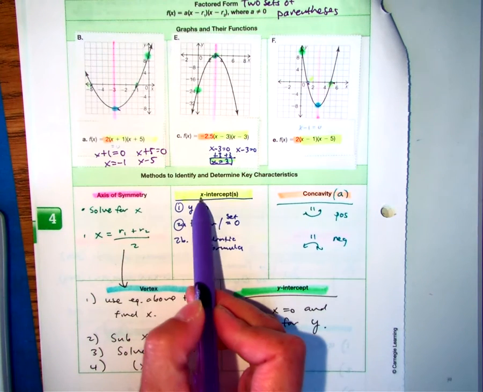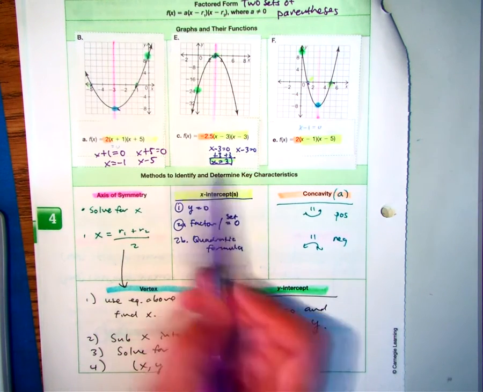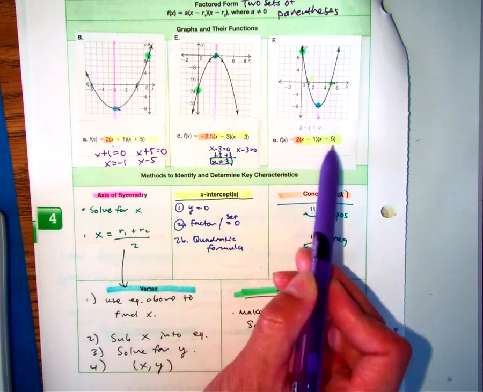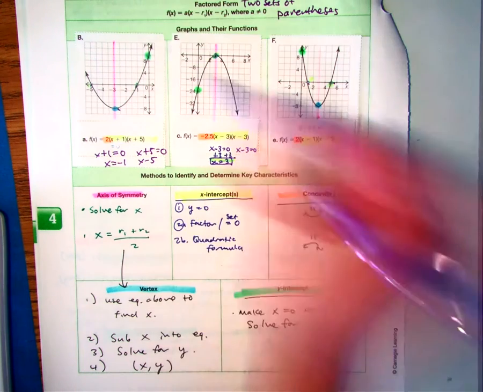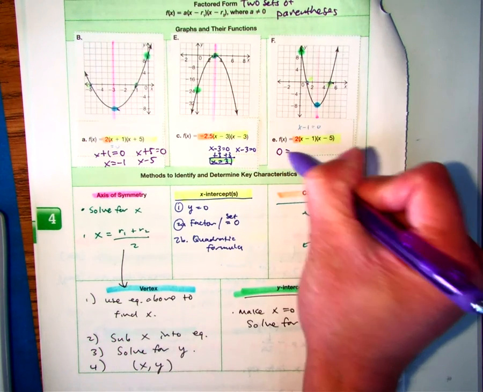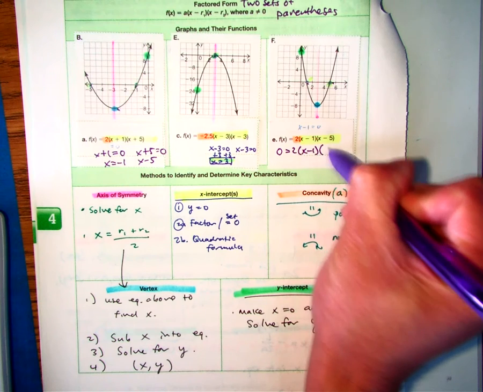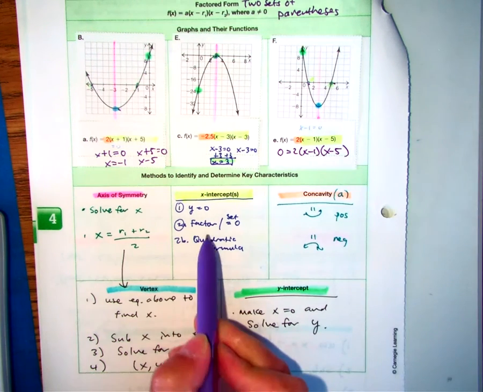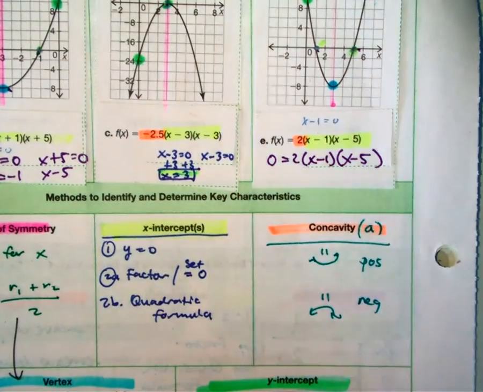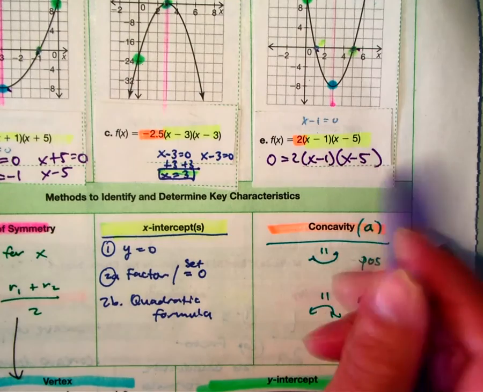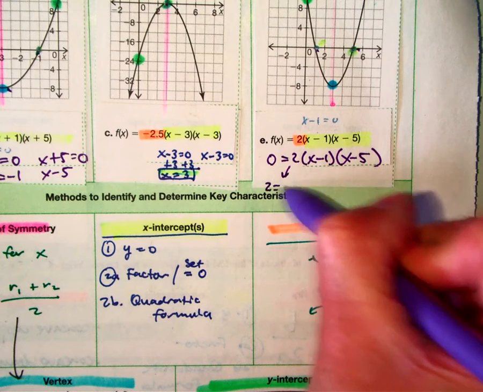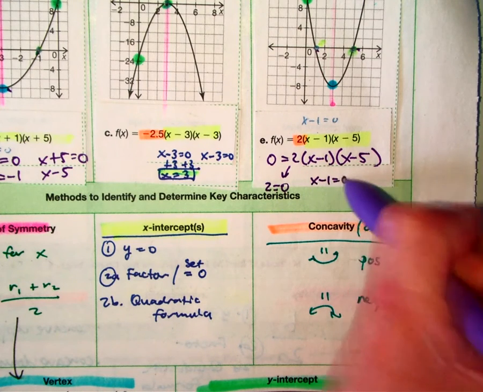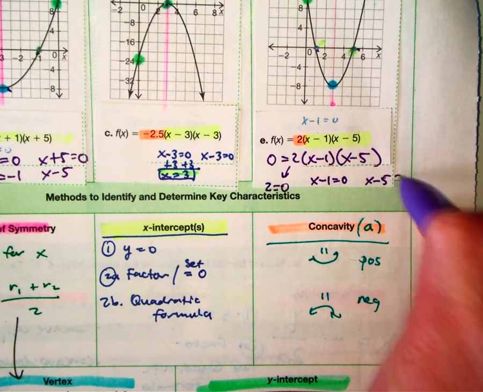How do you find an x-intercept? Well, highlighted here in yellow, you take your factored form, those parentheses, and you set the equation equal to 0. Let's use this one. And then you're going to factor it. Well, it's already in factored form because it has the parentheses. And then you're just going to solve these. 2 equals 0, x minus 1 equals 0, and x minus 5 equals 0.